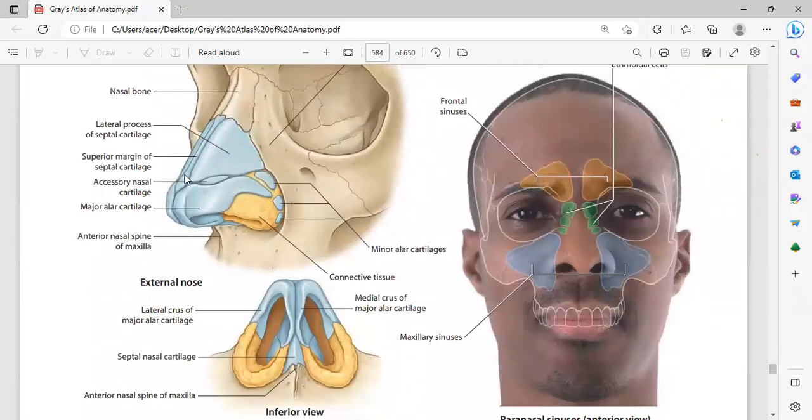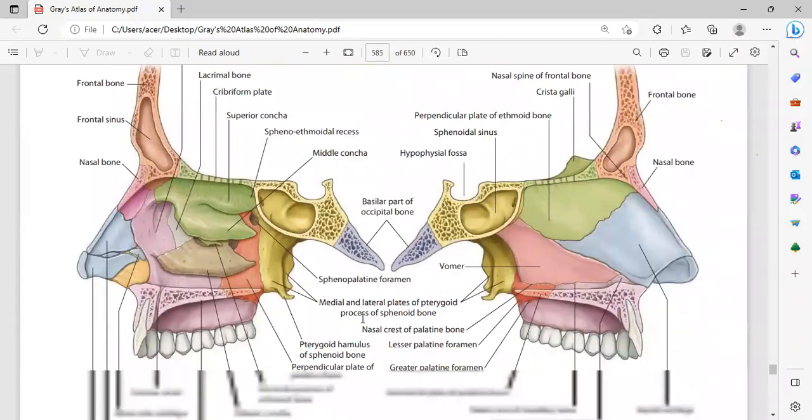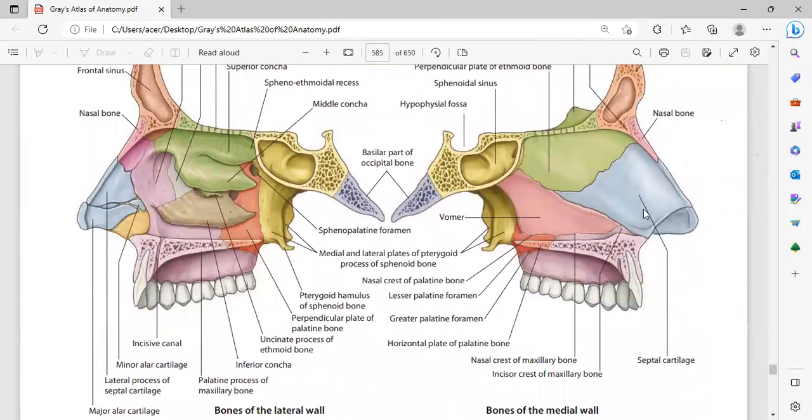Okay, so this is the septal cartilage. That will form the front, the anterior part of the nasal septum, right? So this is the nasal septal cartilage forming the anterior part of the nasal septum.